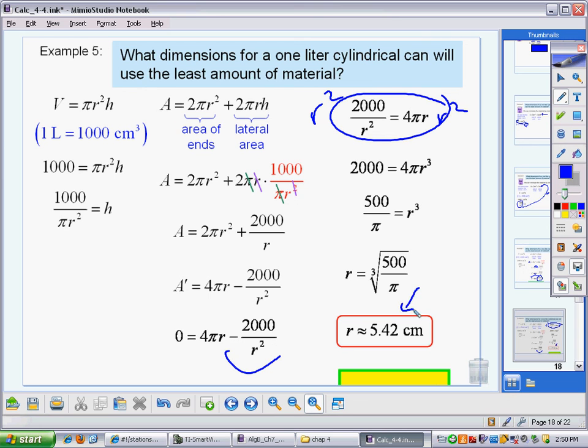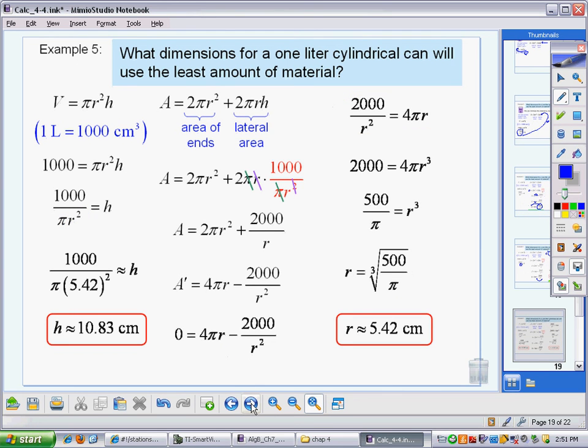Now, what was the question? What dimensions? We've got a radius, a really nice radius. How tall is the can? We don't know, how do you figure it out? Plug it in right there. Always go back and answer the question. So I got one more to do after this, so I'm wrapping it up. So I need a can with a radius of 5.42 centimeters and a height of 10.83. Once again, I don't like the slide because of its decimal issue.